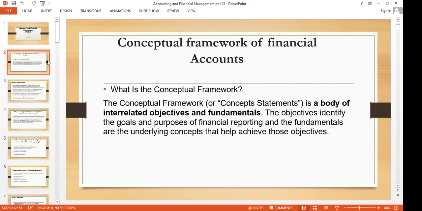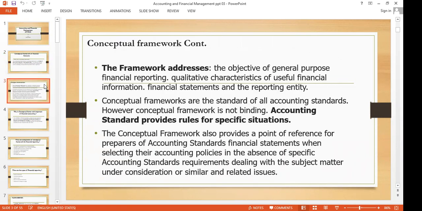The conceptual framework is a body of interrelated objectives and fundamentals. The objectives identify the goals and purpose of financial reporting, and the fundamentals are the underlying concepts that help achieve those objectives. Please be here. This is a very important subject for your module.